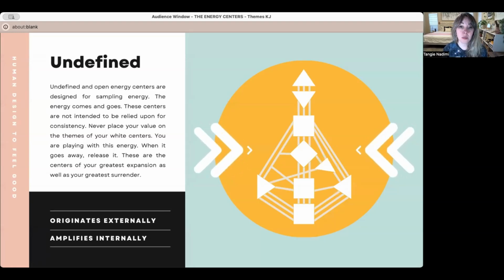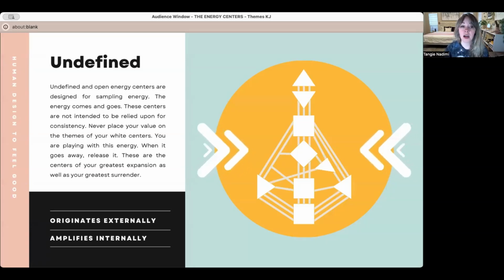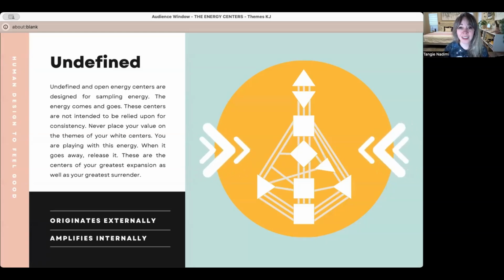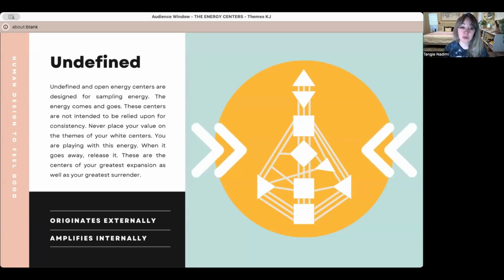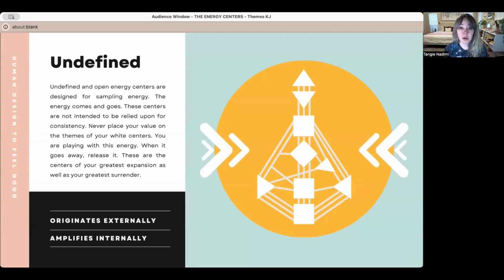This also creates the importance for boundaries and the themes of those centers. The energy will come and go. These centers are not intended to be relied upon for any level of consistency at all. Again, that will only lead you into a feeling of disappointment. Never place your value on the themes of the white centers. You are playing with this energy. You would consider it more like a playground, surprise, and delight. When it goes away, release it.